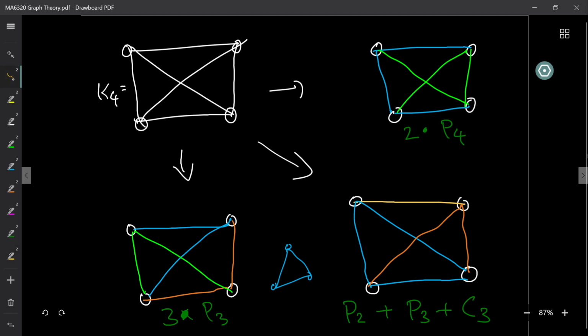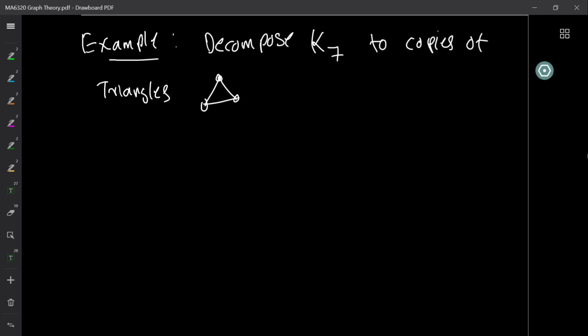Think of when you will be able to decompose a complete graph into copies of triangles. Try to find the necessary condition; sufficiency you can try, but at least find the necessary condition. Now, here I give an example of how to decompose K7 into copies of triangles. Let us see how to decompose the complete graph on 7 vertices into copies of triangles.